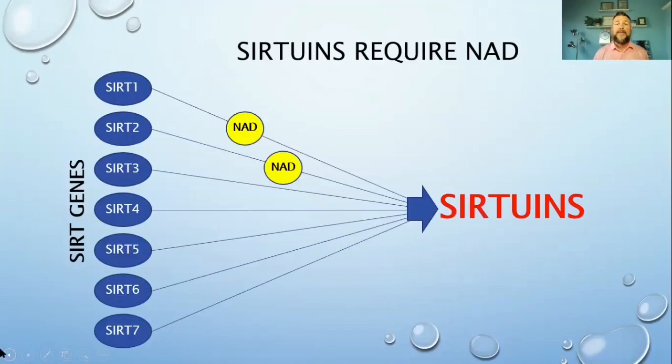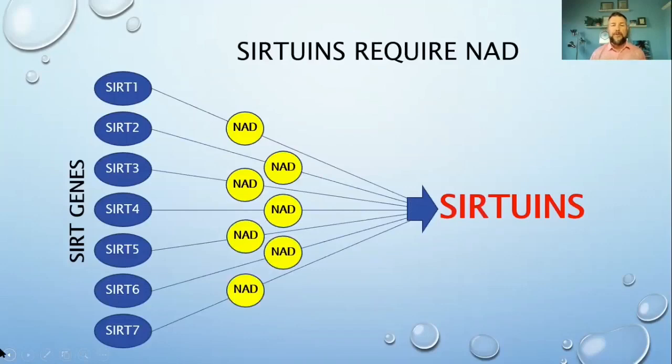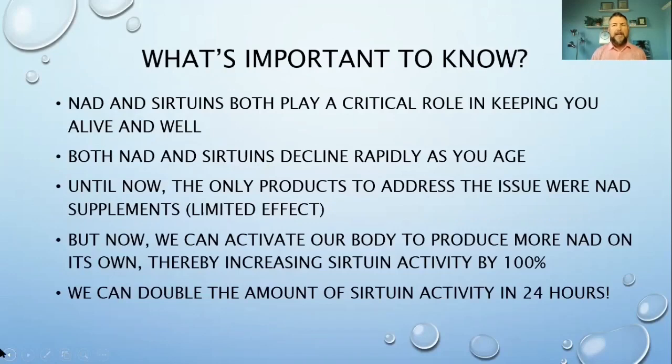And like I said, they require NAD. NAD is critical for these SIRT genes to produce the sirtuins inside of our body. And what's really important to know is NAD and sirtuins play a critical role in keeping us alive and well. Okay, and they both decline rapidly as we get older.